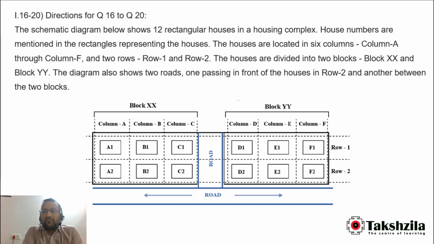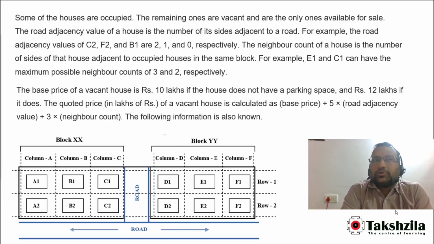The houses are divided into 2 blocks, block XX and block YY. The diagram also shows 2 roads, one is passing in front of the houses in row 2 and another is in between the 2 blocks. After this, let's have a look at the second paragraph. Out of these houses, some of the houses are occupied and the remaining ones are vacant, and they are the only ones which are available for sale.